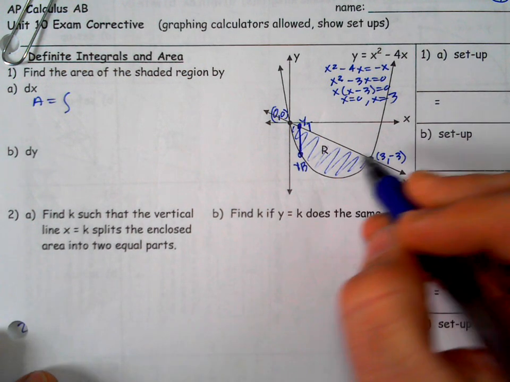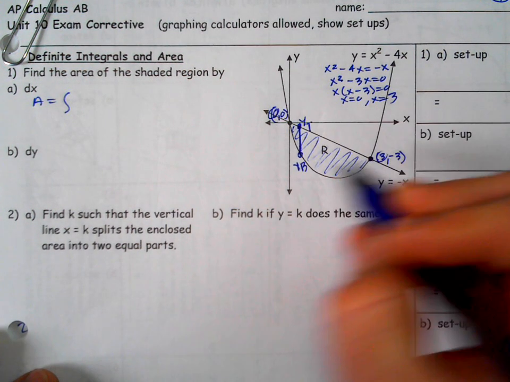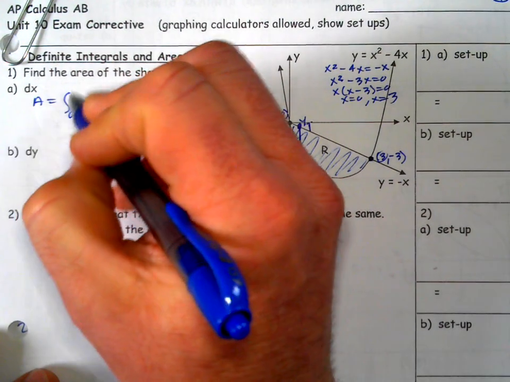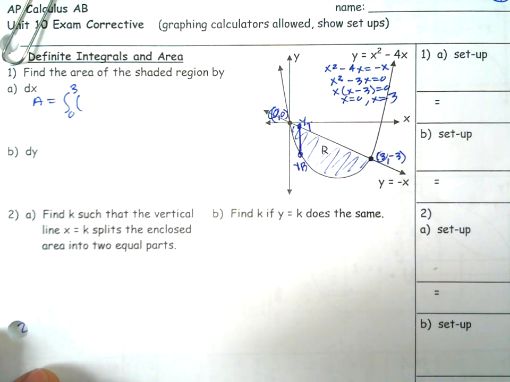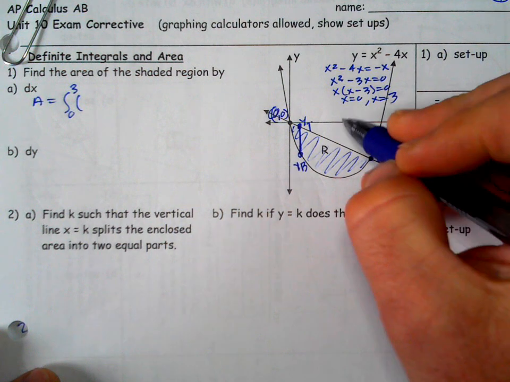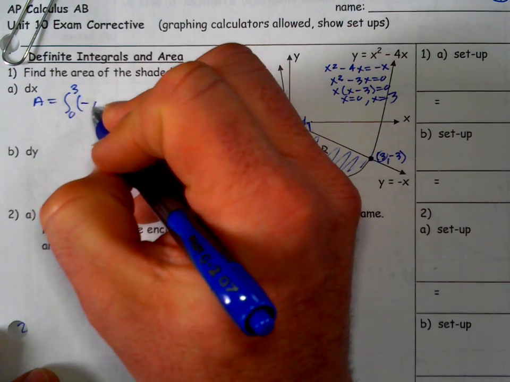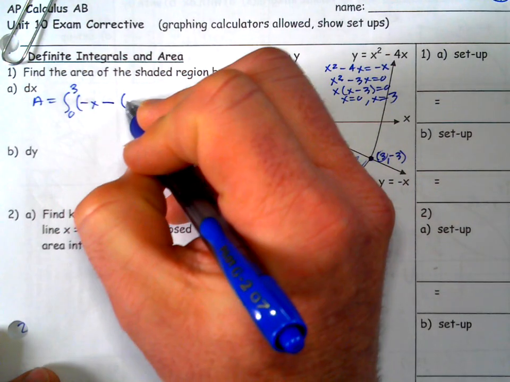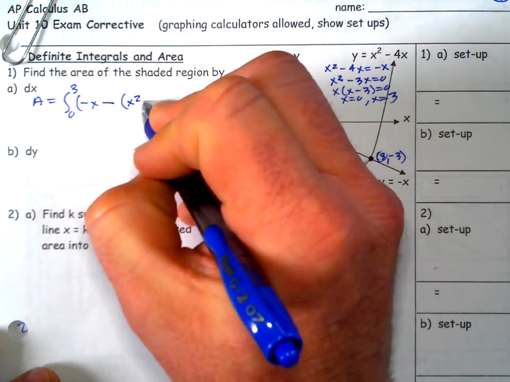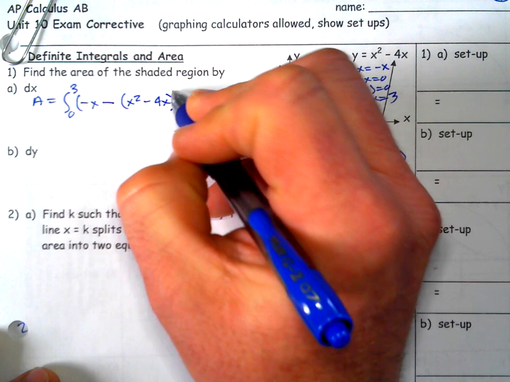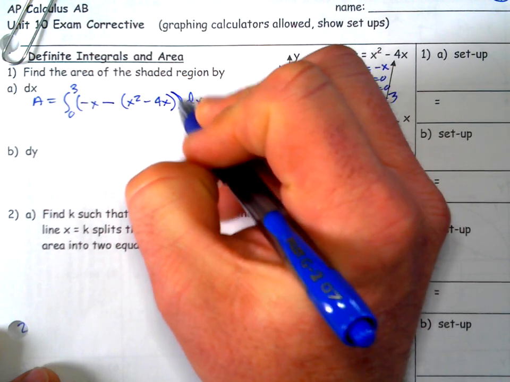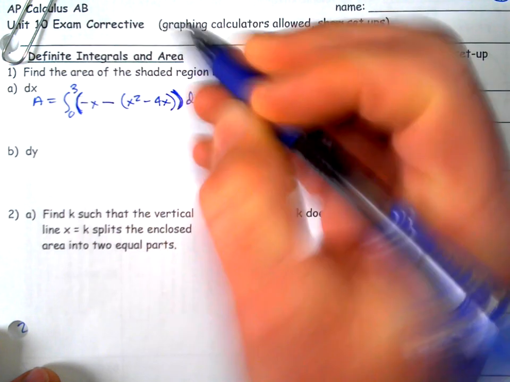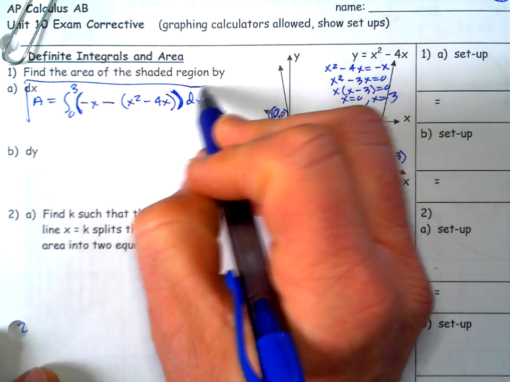So we want to focus on the x coordinates. If we're integrating in the x direction, 0 to 3. Y top, in terms of x, is the line, negative x. Don't mix them up. Y bottom is the parabola. You want to put that in parentheses, and then parentheses around the whole thing. And then you've got to put the dx. And this would be good enough for your setup.